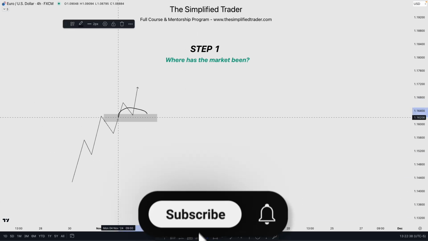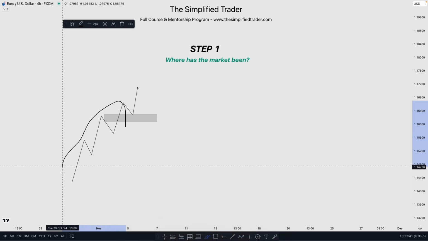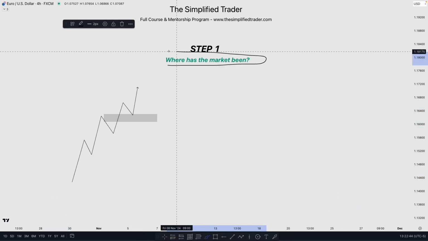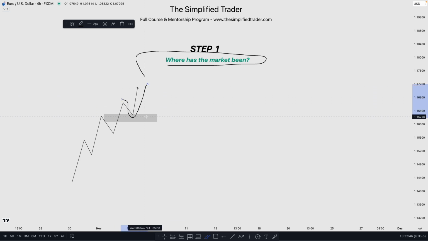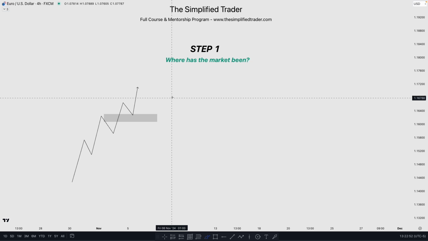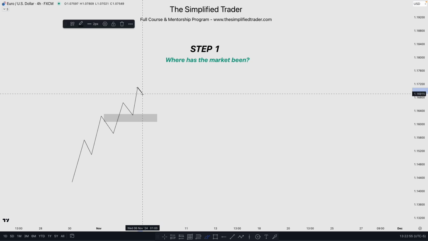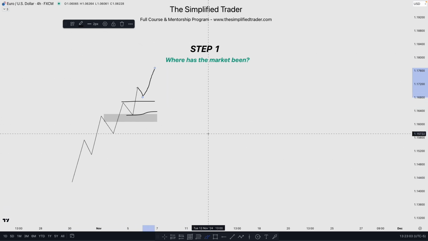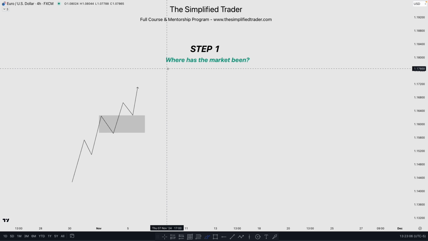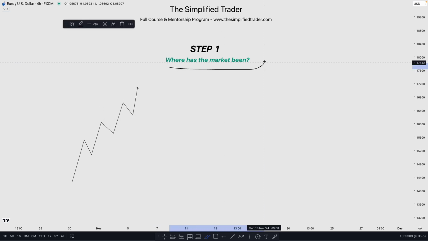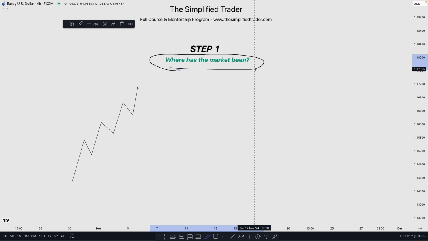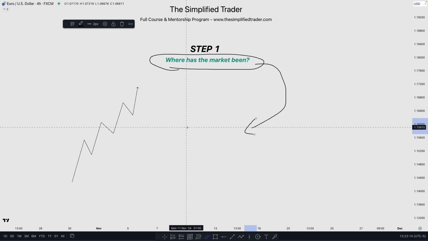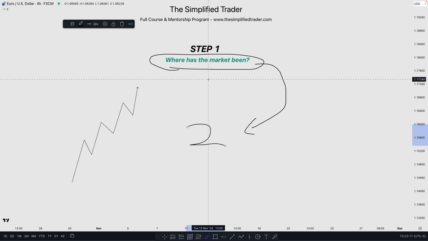And what happened before that point of interest? This market had a very bullish run. So where has the market been? The market has traded into a bullish point of interest, creating a new impulse leg. So what can we expect? We can expect a potential retracement into an order block or a fair value gap, and then a continuation of this leg of price. So when determining the order flow, we should always ask ourselves, where has the market been?